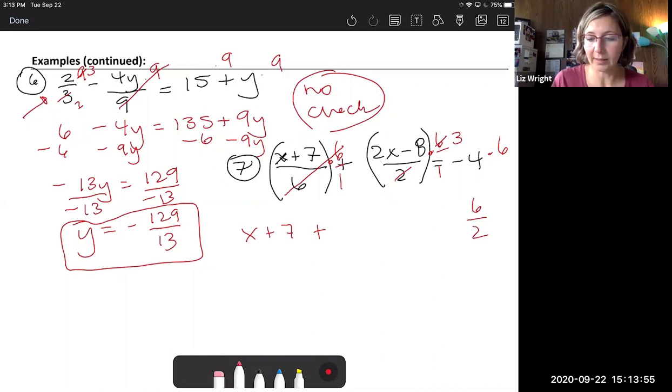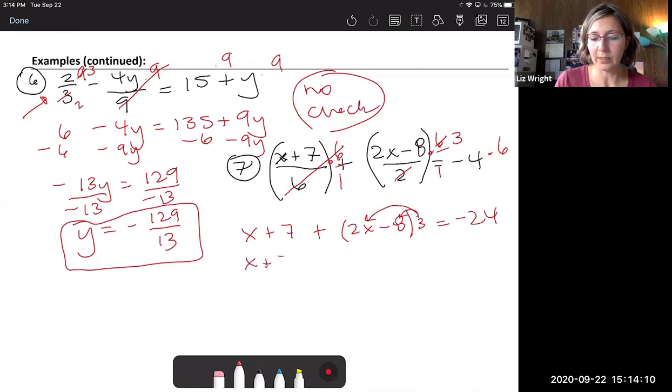Well, what do we do with that? So right now what we actually have is this scenario going on. And I'm going to get rid of my 6 over 2. And we've got negative 24. Well, you need to distribute that in now. So then we're going to have x plus 7 plus 6x minus 24 equals negative 24.